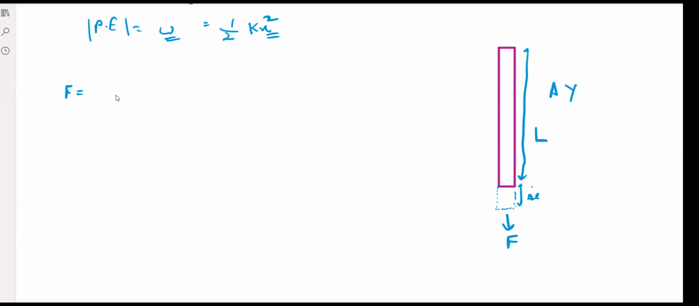I'll just write it as X for our convenience. So this will be A Y X by L. Step by step, yes or no? And same concept, right, for an elastic rod.